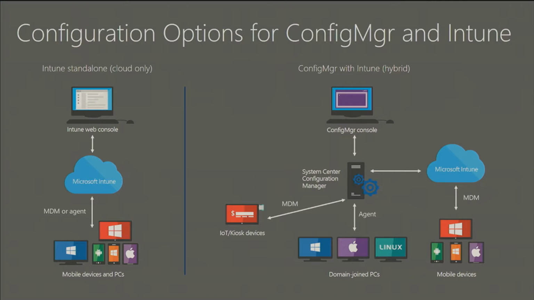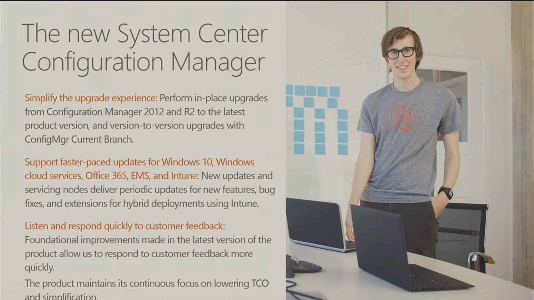From a configuration options standpoint, we have 2 primary options you can use for device and PC management. On the left-hand side of the screen is full Intune standalone, using that slick new console that these guys showed you and talked about. Or you can connect Config Manager and Intune together through a connector and have what we call a hybrid configuration. Then you get aggregate PC and device management out of a single solution, Config Manager connected to Intune.